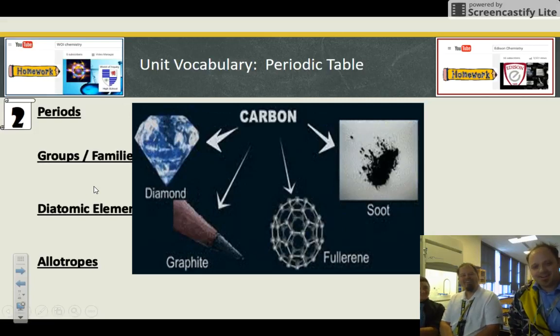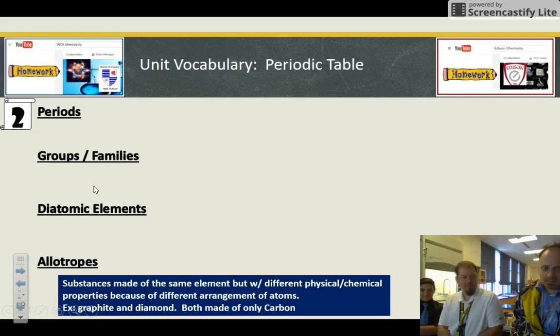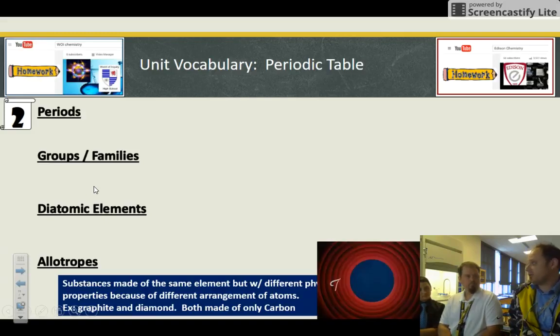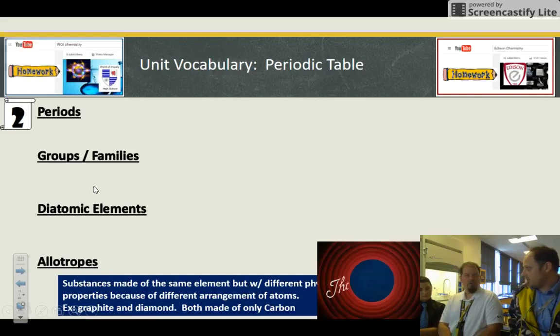Carbon. Here's some allotropes. These things are all made out of carbon, by the way. So the diamonds and the graphite in your pencil are made out of the same stuff. Isn't that weird? These are substances of the same element, but with different physical and chemical properties because of a different arrangement of atoms. Example: graphite and diamond. They're both made of carbon. You pack things differently, they react differently. That's right. We did a good job.